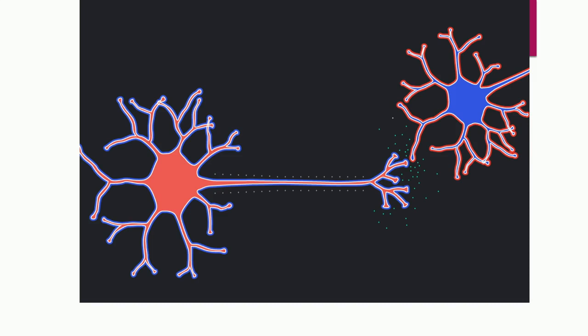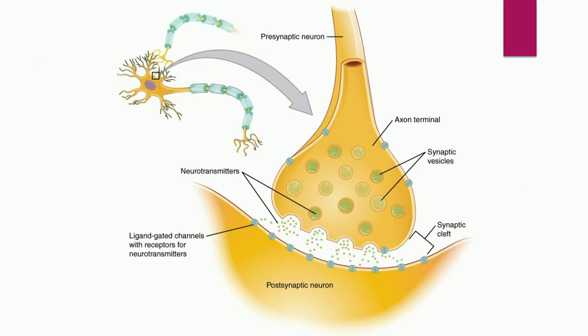Neurons do not actually touch each other. The axon of one neuron is not connected to the dendrites of another neuron. There's a space between them called the synapse. So how does the electrical impulse travel across the synapse to the next neuron? More importantly, what does this have to do with psychological abnormality?